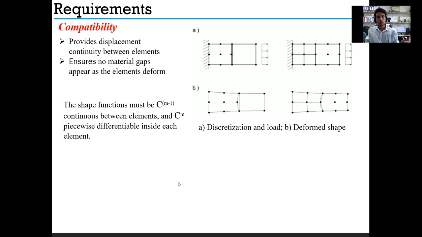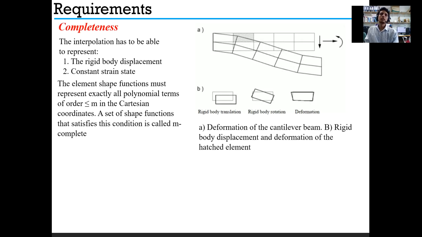So next, we get to the completeness. Say for example, this is a cantilever beam. The cantilever beam can be extended, pressed down, or rotated. If it's pressed down, then this shape will be deformed like this, and this is the rigid body translation, rigid body rotation, and the deformation would be like this. So what does this represent? This represents the rigid body displacement with a constant strain rate.